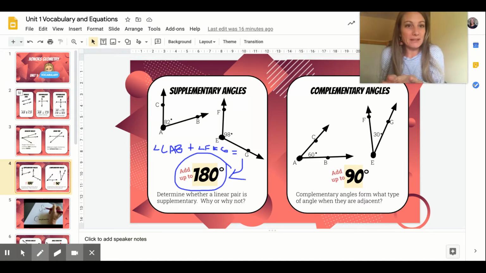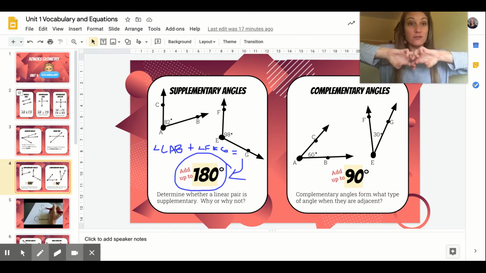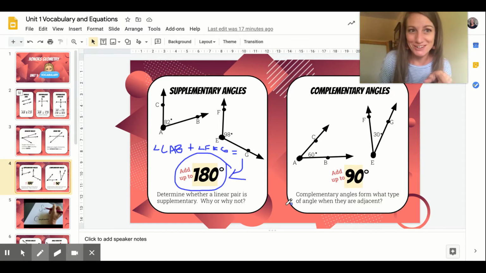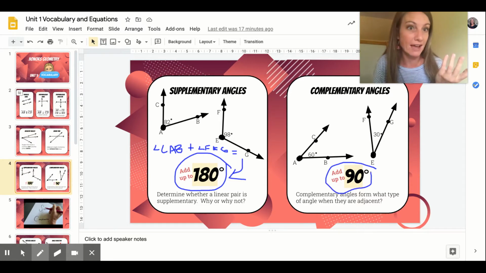Of course they're supplementary because a linear pair forms a line and a line is 180 degrees. 180, right? So if there are two angles that form a line, they have to be supplementary. Complementary, on the other hand, have to add up to 90 degrees. So they add up to a right angle.